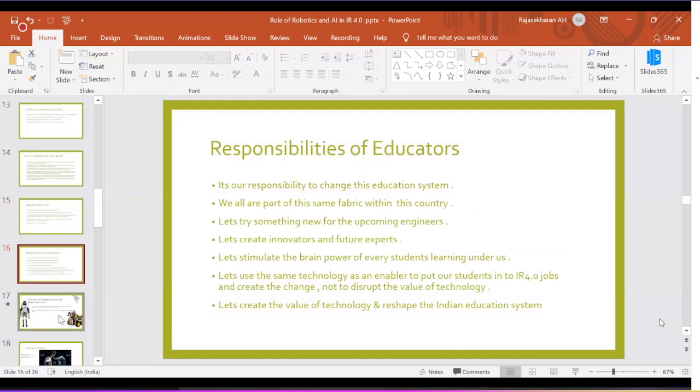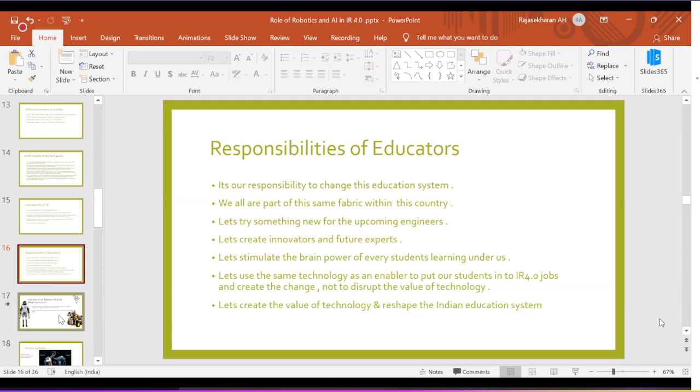As we are all educators here, definitely it's our responsibility to change this kind of system. We all like doing the same thing, right? Let's try something new for the upcoming engineers, and let's create innovators and future experts in these fields. We need to stimulate the students' brain power for this additional learning and for taking up challenges. And we need to use technology as an enabler to put the students into this, and by using the value of technology, let's create the value and reshape this Indian education system.